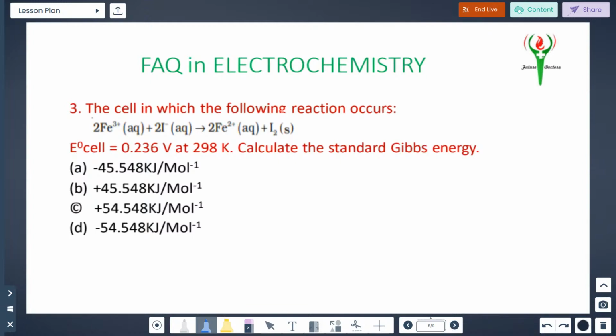This is also a formula oriented sum. The cell in which the following reaction occurs: 2Fe3+ + 2I- gives 2Fe2+ + I2. E0 is given, the standard cell potential is given. Calculate the standard Gibbs free energy. Understood? The formula is delta G naught, which is equal to minus n F E0. It's a formula. You can substitute as it is.